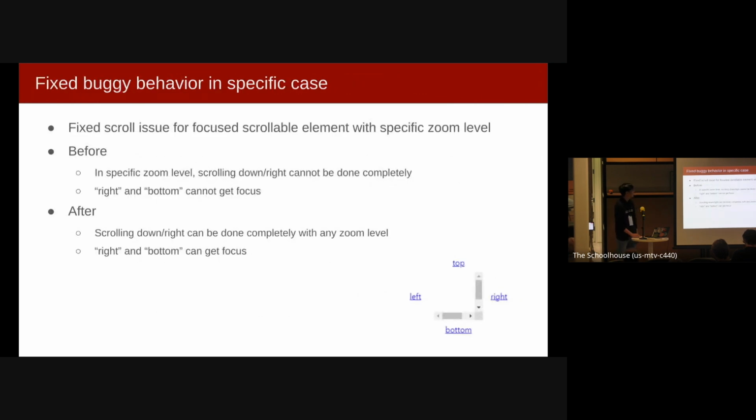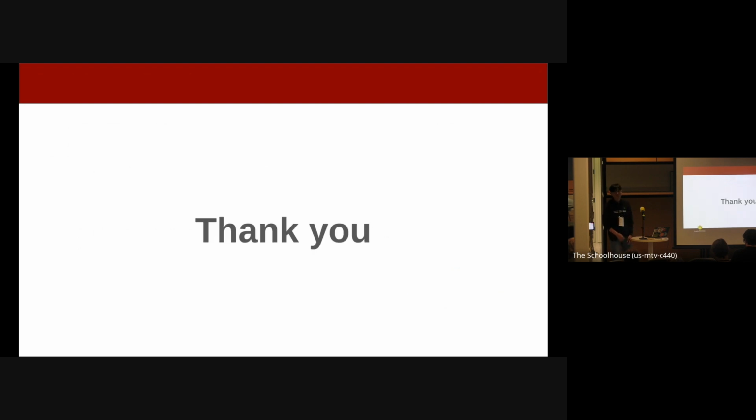The last item is we fixed buggy behavior in a specific case. We fixed the scroll issue for a focused scroll element with a specific zoom level. With a specific zoom level, scrolling down and right could not be completely done. But after fixing the bug, scrolling down and right can be done completely regardless of zoom level, and the right and bottom can get focus. This is the end of my presentation. Thank you.